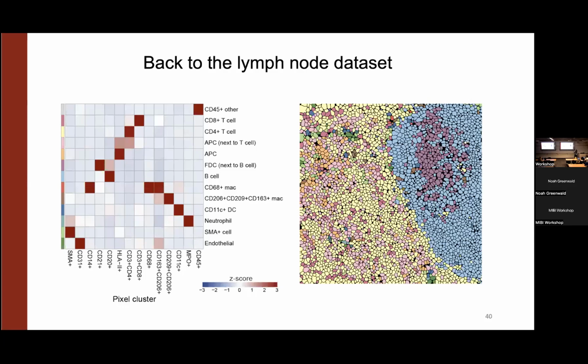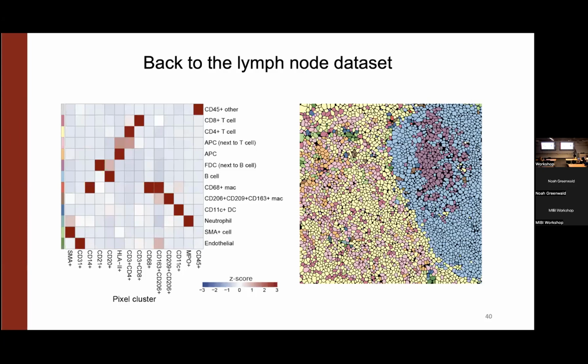And this is the overlay that we got. Now in these heat maps, each row is a cell phenotype and each column is one of the pixel clusters from the previous heat map. The colors inside the heat map correspond to enrichment of those pixel clusters within those cell phenotypes. So hopefully it looks like we're still able to capture basic lymph node structure. We have the T cell zone, B cell zone, FDCs marking the germinal center, and a lot of APCs scattered throughout the T cell zone.